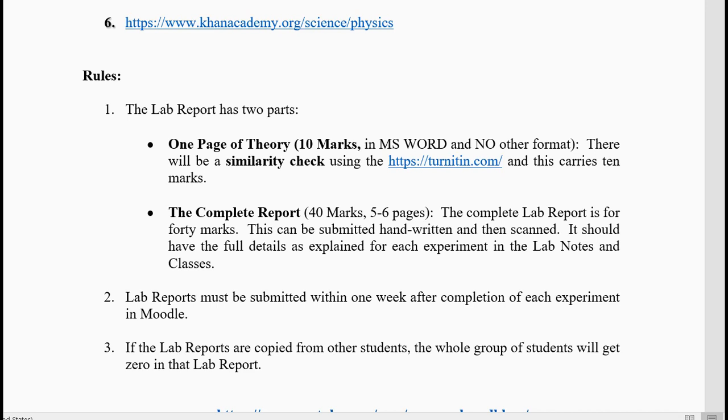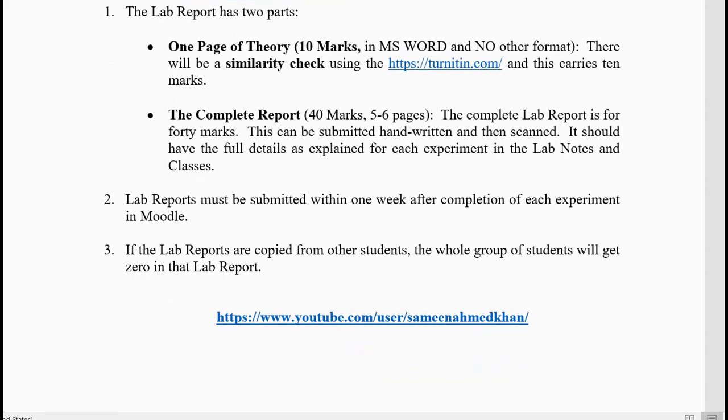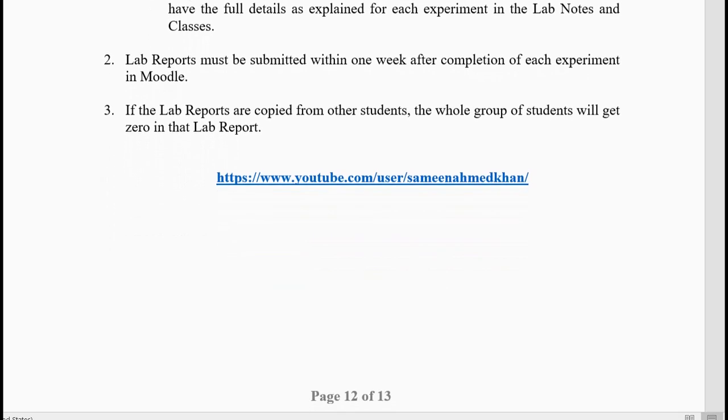And the complete report is 40 marks with aim, apparatus, figure, procedure and everything. It should be 5 or 6 pages, which is not much. One page is graph, one page is table, and so on. Submit all your lab reports in Moodle. And please do not copy from the students, because the teachers are trained and experienced to catch students who copy. So just do your work alone.